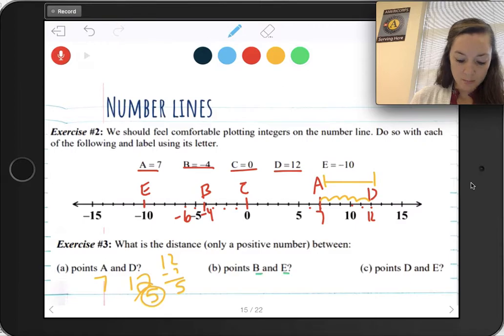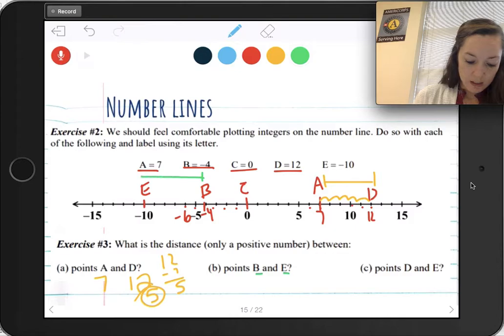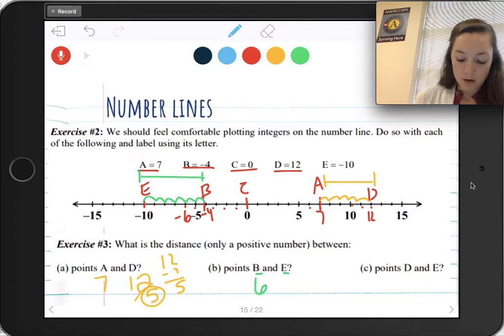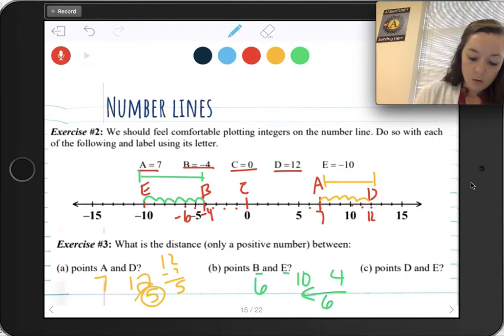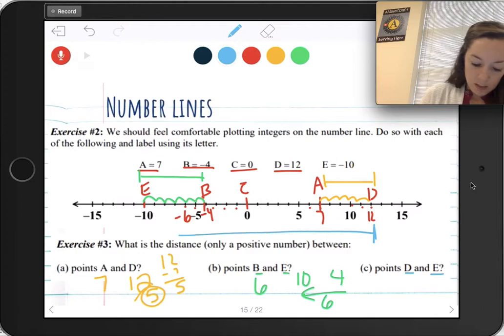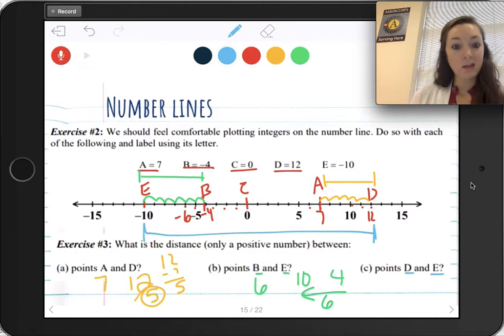From B to E, B is at negative 4, E is at negative 10. If I were to skip count 1, 2, 3, 4, 5, 6, I would get 6. Or I know from 4 to 10 going this way, that's 6. And we'll talk about that later. For C, going from D to E. So D is at 12. E is all the way at negative 10. Well, that's a long distance.